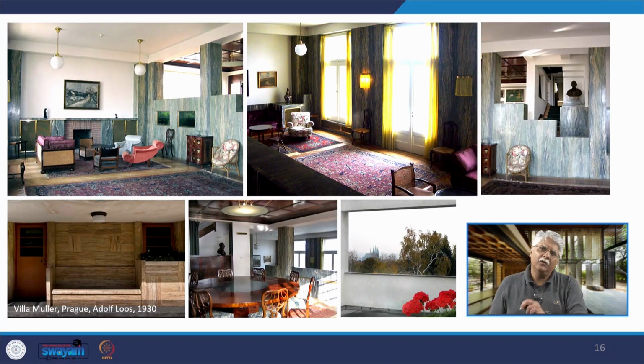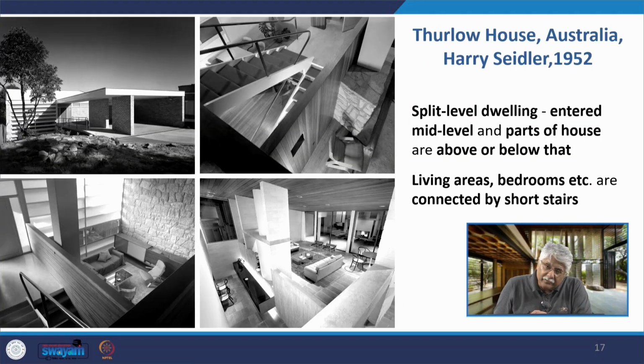These are some of the views of the interiors of the Villa Müller. And you can see the changing levels, they get reflected here, and you see an eclectic mix of furniture, and it's a very rich, vibrant interior. This concept was applied later in other houses. For example, we see that in the Thurlow house in Australia by Harry Seidler.